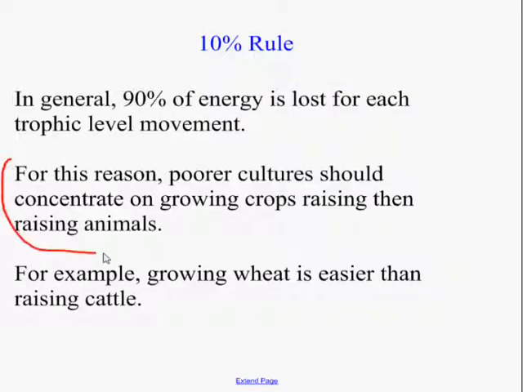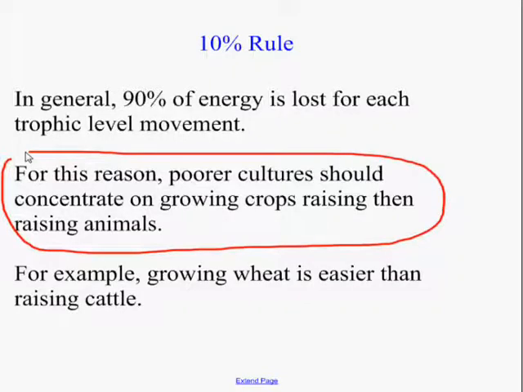For this reason, it really makes sense for poorer countries to concentrate on growing crops rather than raising animals. Because the animals are higher up the trophic level, they have to eat the crops, and they're going to lose 90% of their energy before it gets into them. And that is why if you're in a very wealthy country like the United States, we will actually grow wheat just for the purpose of feeding it to cows so that we can eat the cows.